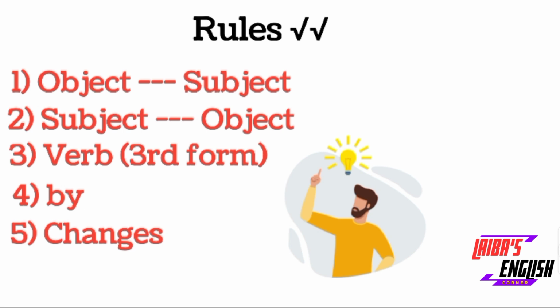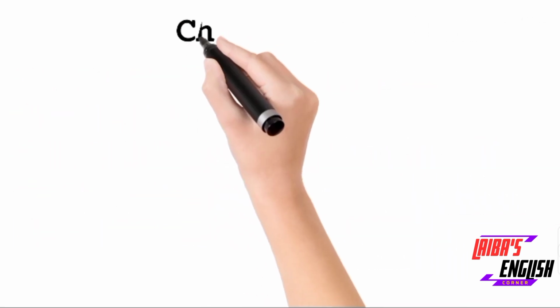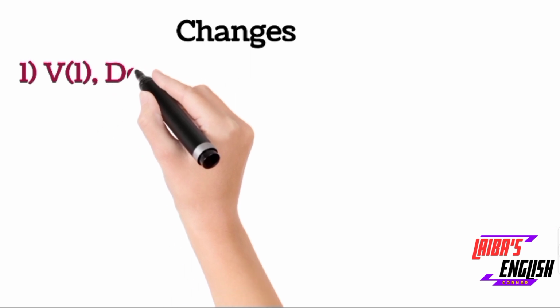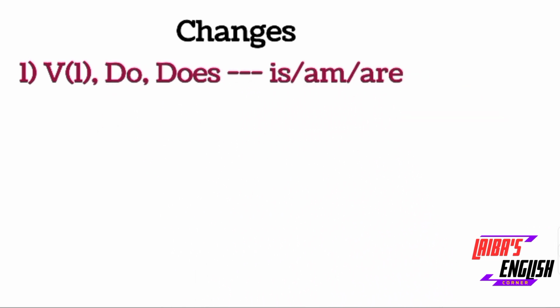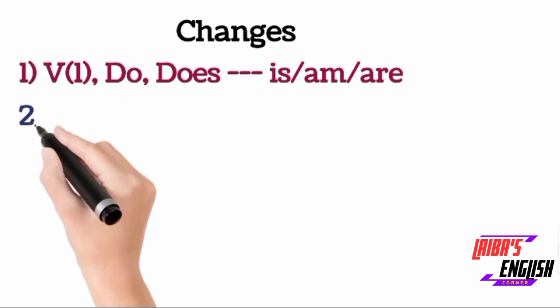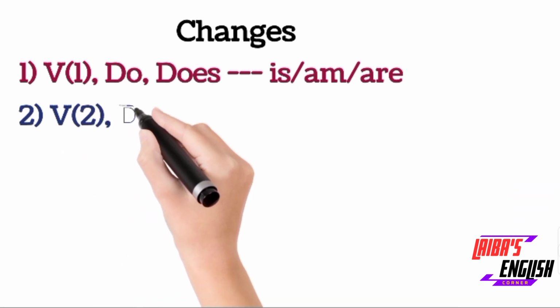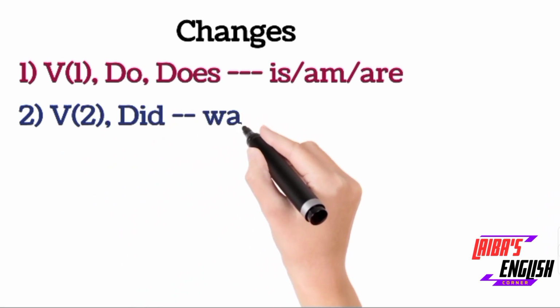So now we will look at the changes, which changes we are talking about. We will talk about what type of changes we have to make in a sentence when changing it from active to passive or passive to active. Number one: whenever there is the first form of verb, do or does, we will use is, am, are. You have to remember these changes because we have to do a lot of examples further, so keep them in mind so you can do it easily.